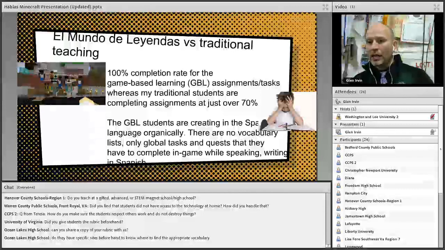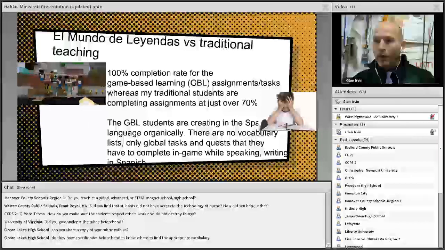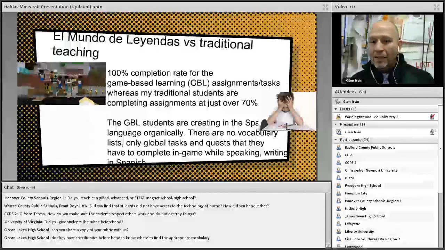The other things that aren't on this slide is I do basically test outs at specific unit, at interval levels, to be able to figure out where students are as far as on our actual grid. You know, are they at novice mid, novice high, novice low, intermediate, whatever it might be. And these students were outperforming their peers, especially in the interpersonal communication.